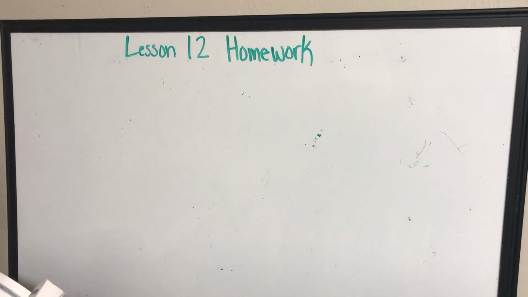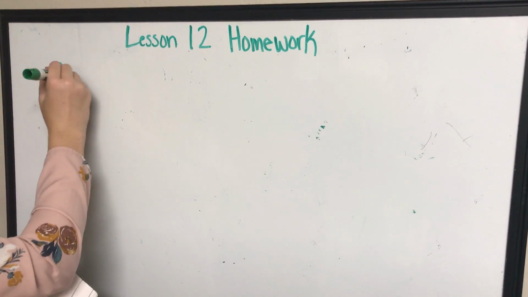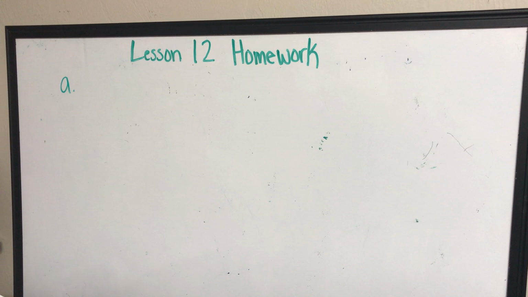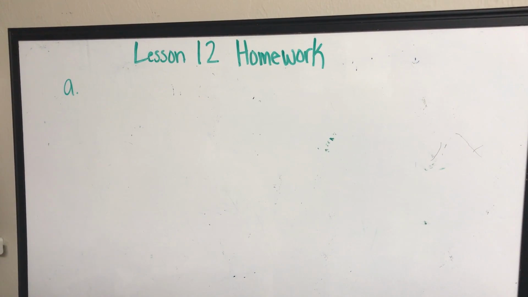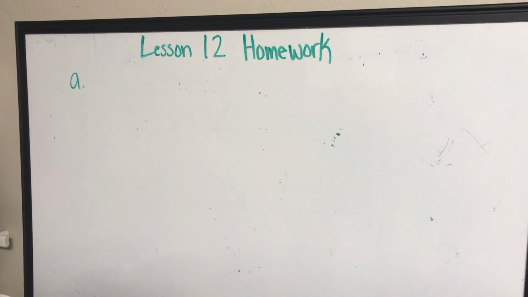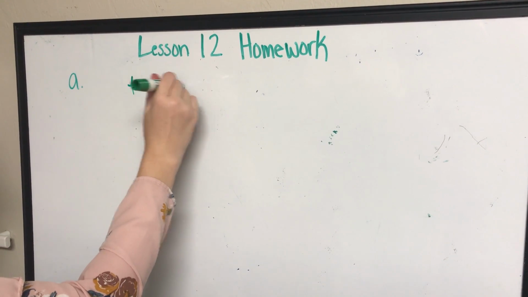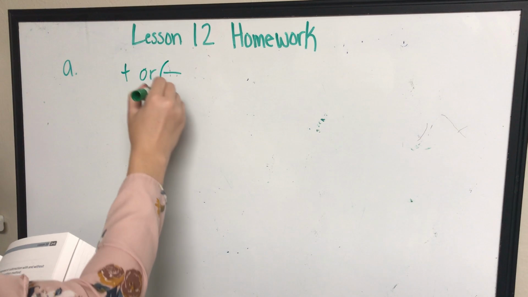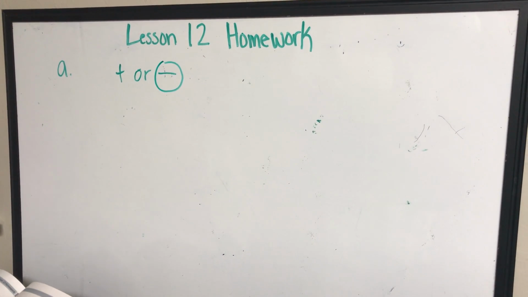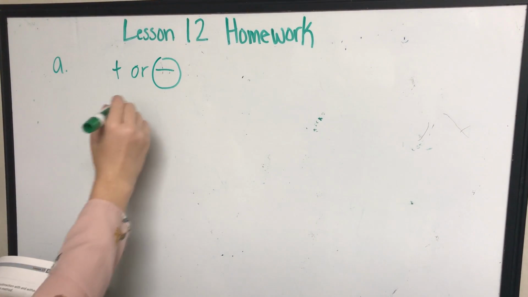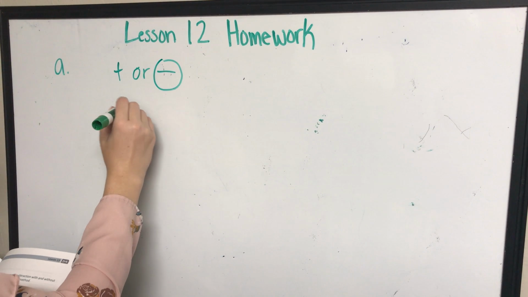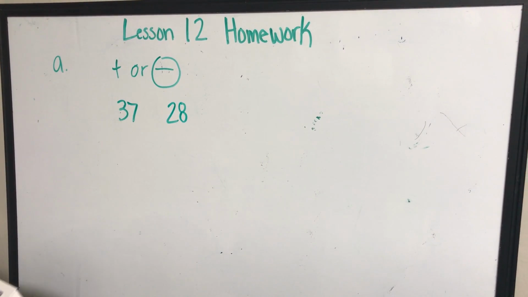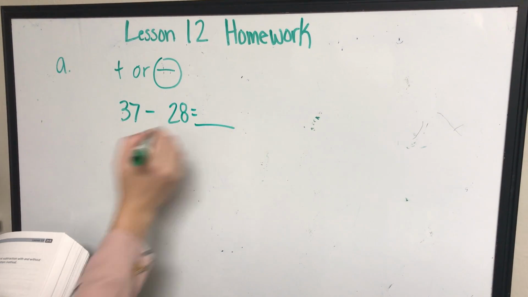All right, so A, we're moving on to A down here. A questions. How many more students voted for fruit punch than for milk? When it says how many more, are we adding or subtracting? We are going to be subtracting. So it says fruit punch, the milk. So we need to write down our fruit punch number, which is 37. Our milk number is 28. We are going to subtract these and find the answer.